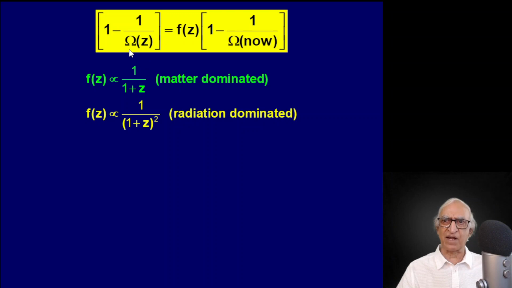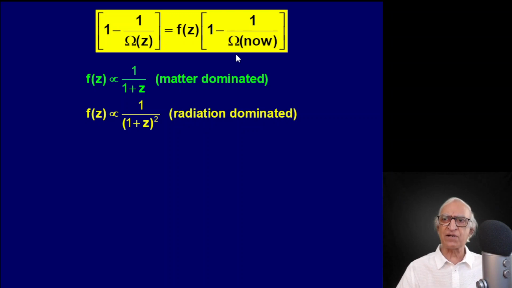Omega is the density parameter at a redshift when the universe was at a redshift of z. Omega at that redshift is related to omega now by this relation. There is a function of redshift, and that function f of z is 1 divided by 1 plus z if the universe is dominated by matter, which it is, or it's proportional to 1 over 1 plus z whole squared if the universe was radiation dominated, which it was in the very early epoch.